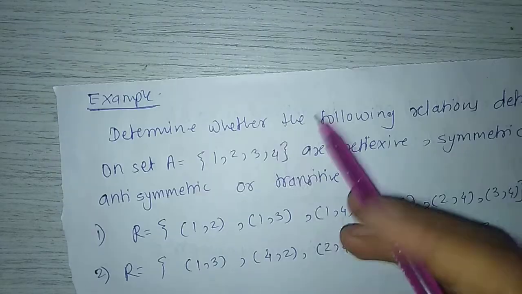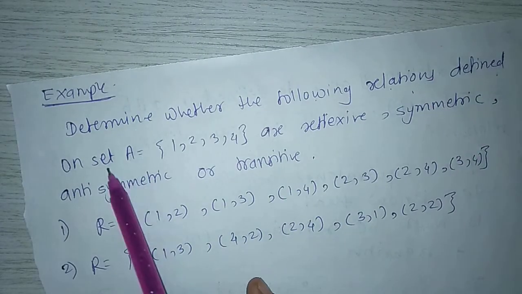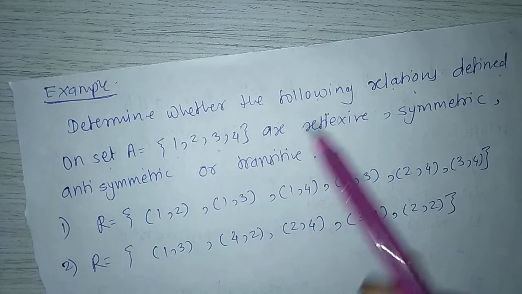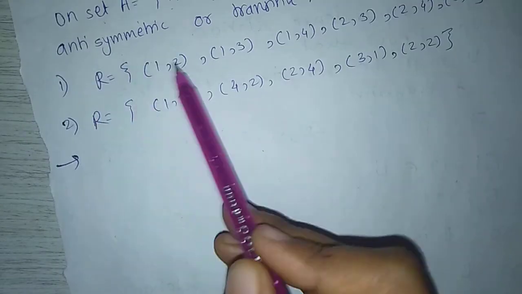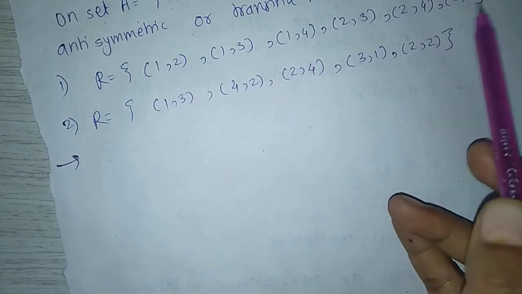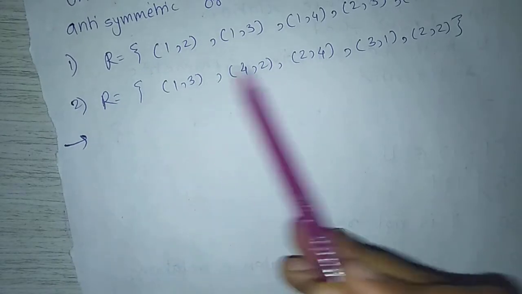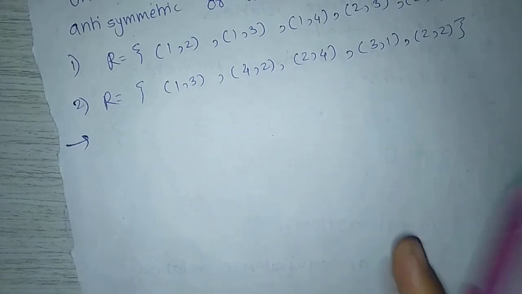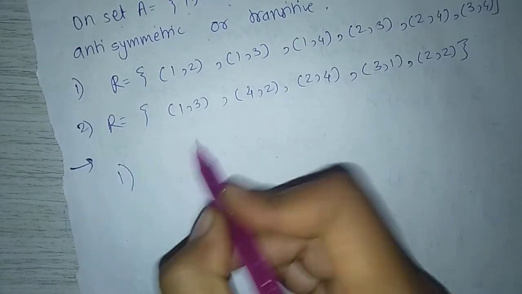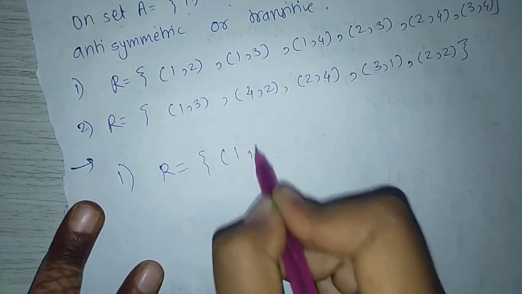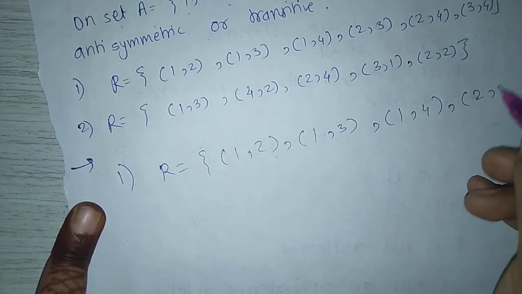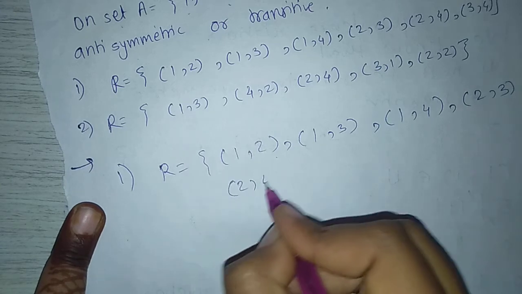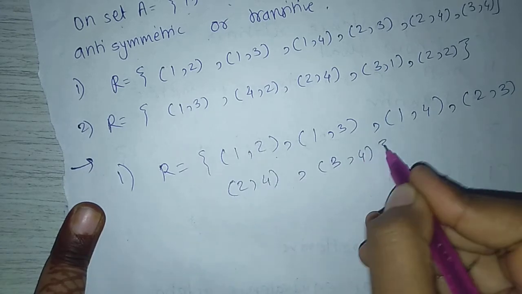Next example. Determine whether the following relations defined on set A = {1, 2, 3, 4} are reflexive, symmetric, antisymmetric or transitive. First, R = {(1,2), (1,3), (1,4), (2,3), (2,4), (3,4)}. Second, R = {(1,3), (4,2), (2,4), (3,1), (2,2)}. First, R = {(1,2), (1,3), (1,4), (2,3), (2,4), (3,4)}.